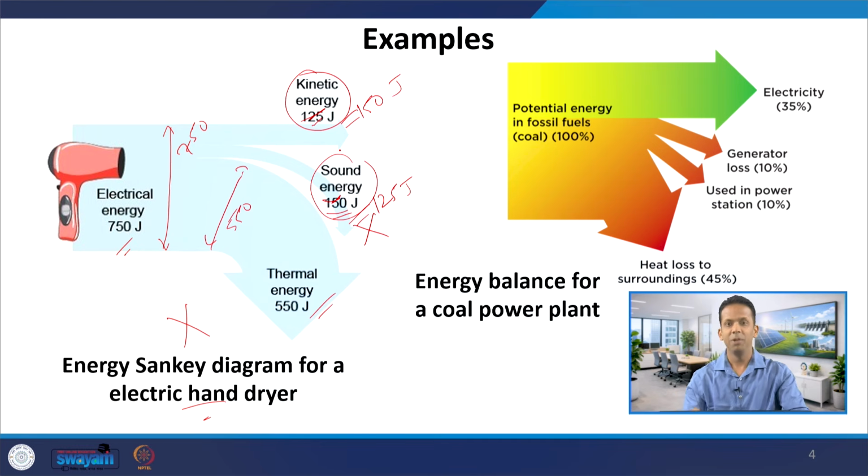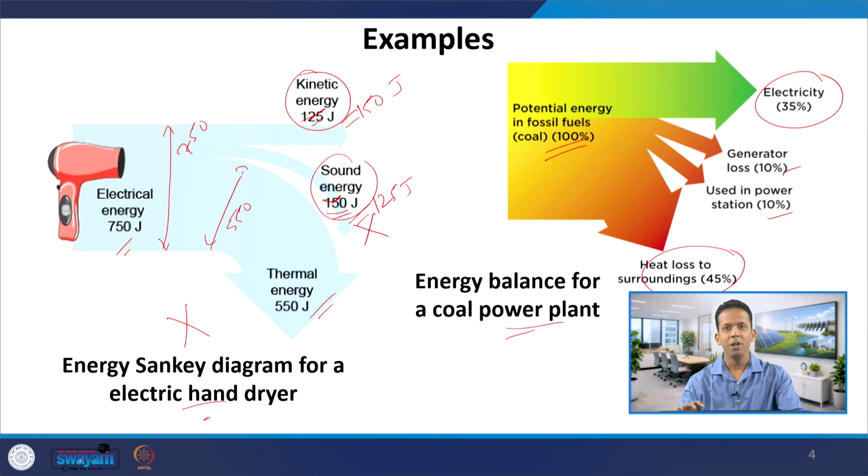The second example is of energy balance for a coal power plant. You know what happens in a coal power plant: you burn coal and then generate steam in a boiler, which runs turbines, and then it is connected to the generator which generates electricity. So if you do a basic simple Sankey diagram depending on the coal's potential energy which is supplied to the power plant, almost 35 to 40% is the efficiency of the power plant. So 35% is converted to electricity, almost 45% is lost, and 10% is either used in power generation or is lost in the generator.